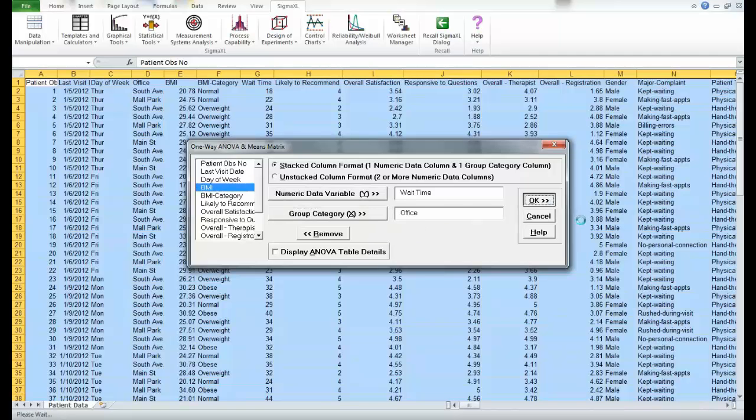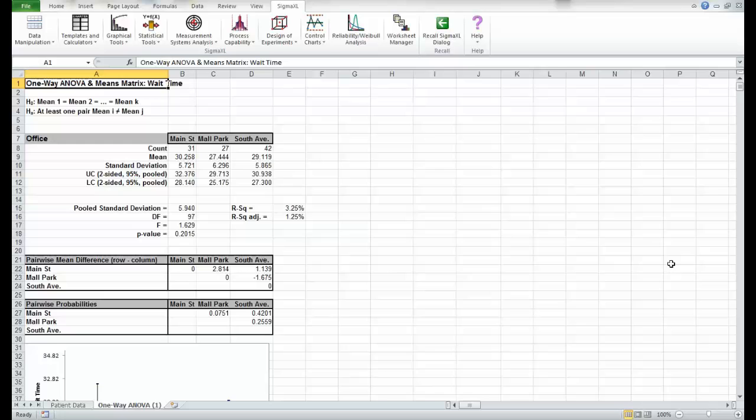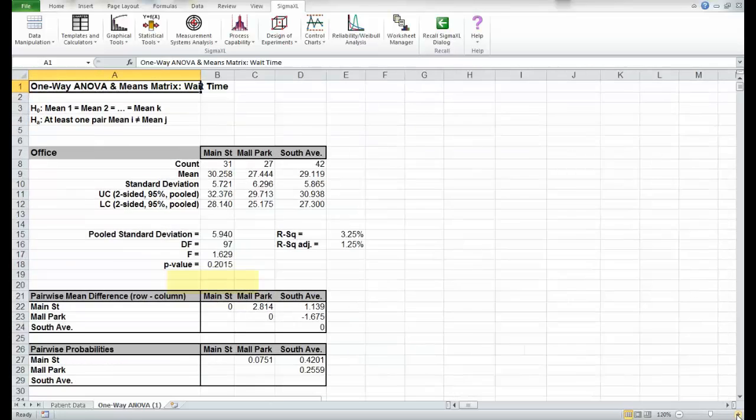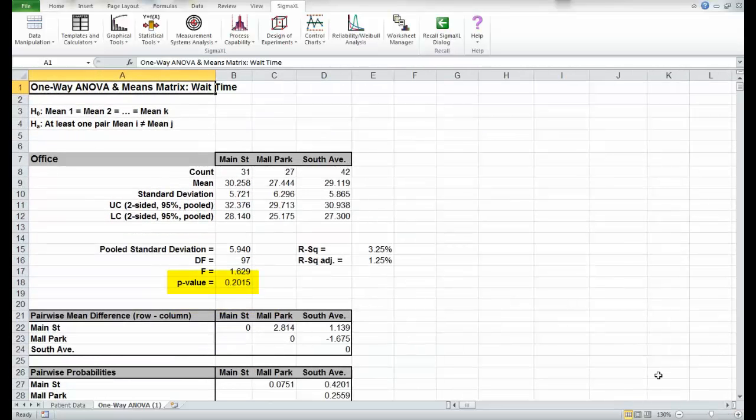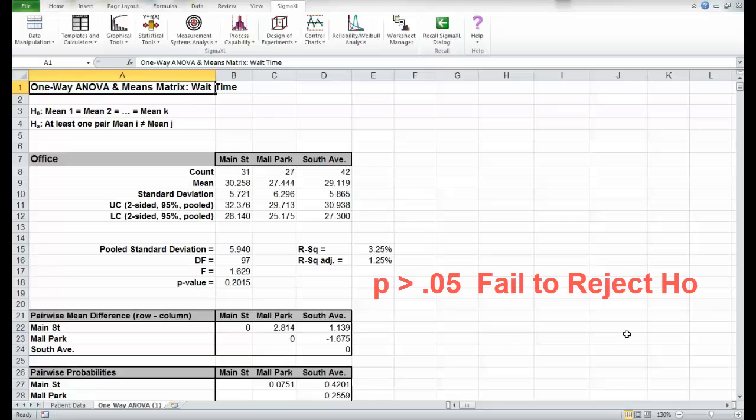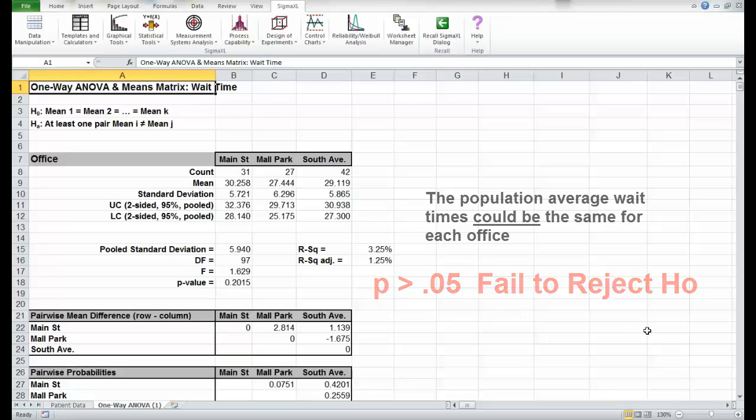When we punch OK, the first thing we want to look at is going to be the p-value. Here you can see that the p-value is above 0.05. That is indicating that it could not find any statistically significant differences in average wait times by office. Therefore, we fail to reject the null hypothesis.